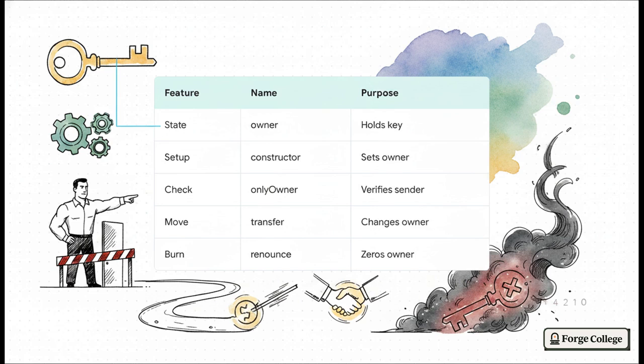Then there's the constructor, or an initializer, if you're using proxies. This typically sets that initial owner right at the moment of deployment, usually assigning it to the person deploying the contract, known as msg.sender. Next is the owner-only authorization modifier, which is essentially the bouncer at the door. And finally, we have 2 distinct lifecycle operations. There's transfer ownership, which lets you hand the key to someone else, and renounce ownership, which literally burns the key entirely by setting the owner to the 0 address.